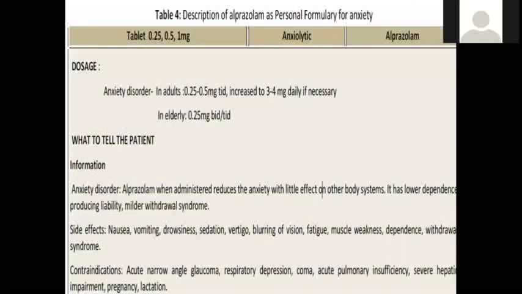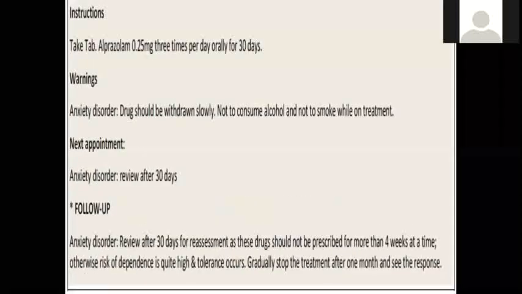For anxiety disorder, here you have got alprazolam. So we can write all the description of alprazolam, and that is called a personal formulary. The description of alprazolam is a personal formulary. Above we have given the strength, 0.5, 1 mg, anxiolytic alprazolam, and below are given all the details.